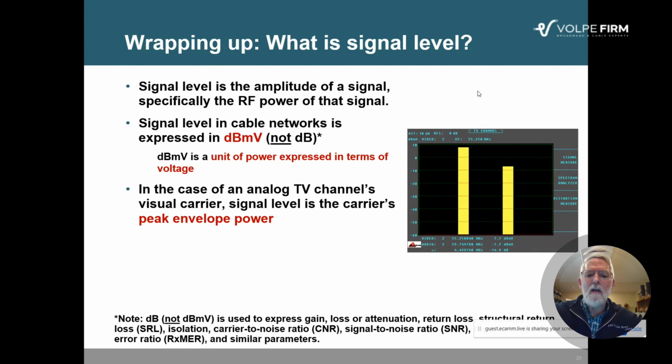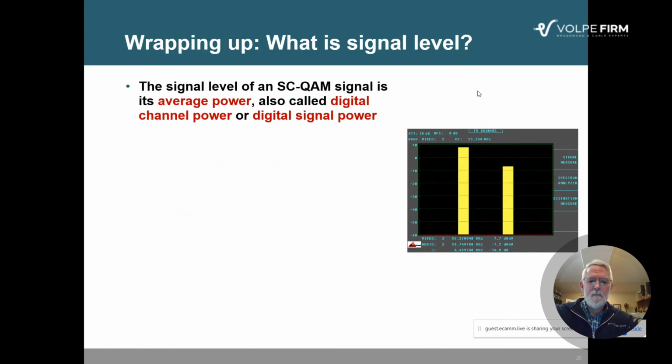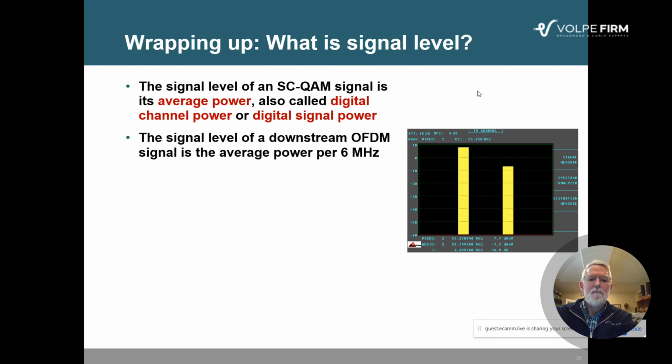So when we talk about measuring the signal level of an analog TV channel's visual carrier, we're measuring its peak envelope power. With an SC-QAM signal, we're not measuring PEP. It's still dBmV, but it's expressing power in terms of voltage. Here we're measuring its average power, and we call that digital channel power or digital signal power. Now, a moment ago, I said dBmV is peak envelope power, but in the case of the QAM signal, no, we're just talking about average power.